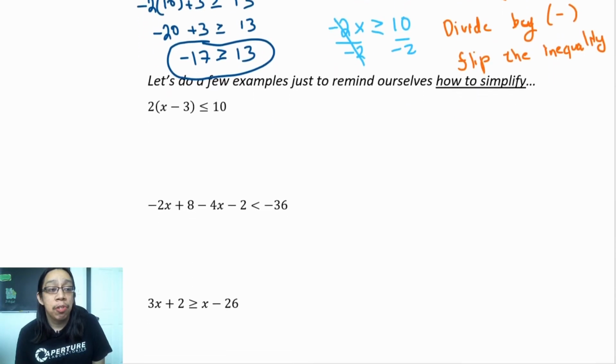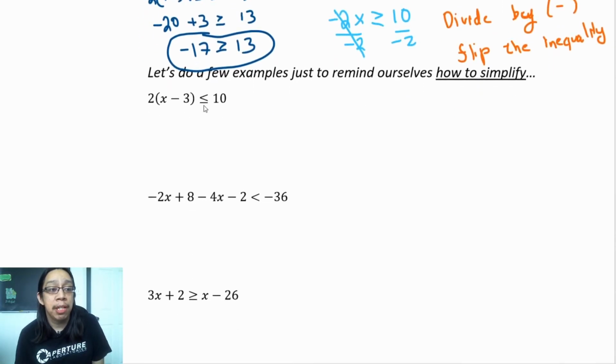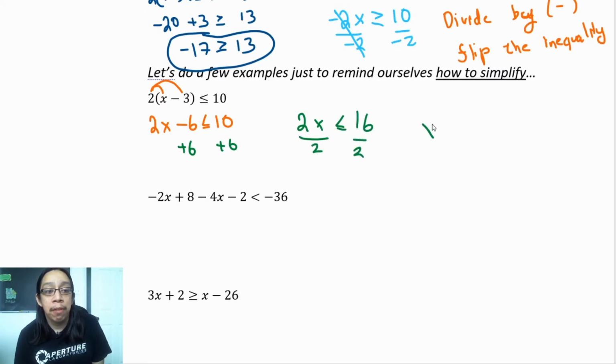2 times x minus 3 is less than or equal to 10. We have parentheses here, so it's always a good idea to distribute first. So 2x minus 6 is less than or equal to 10. After this point, we have a two-step equation. We can use our inverse operations to solve this problem. So we can add 6 to both sides. We're left with 2x is less than or equal to 16, and then we divide both sides by 2. We're left with x is less than or equal to 8.